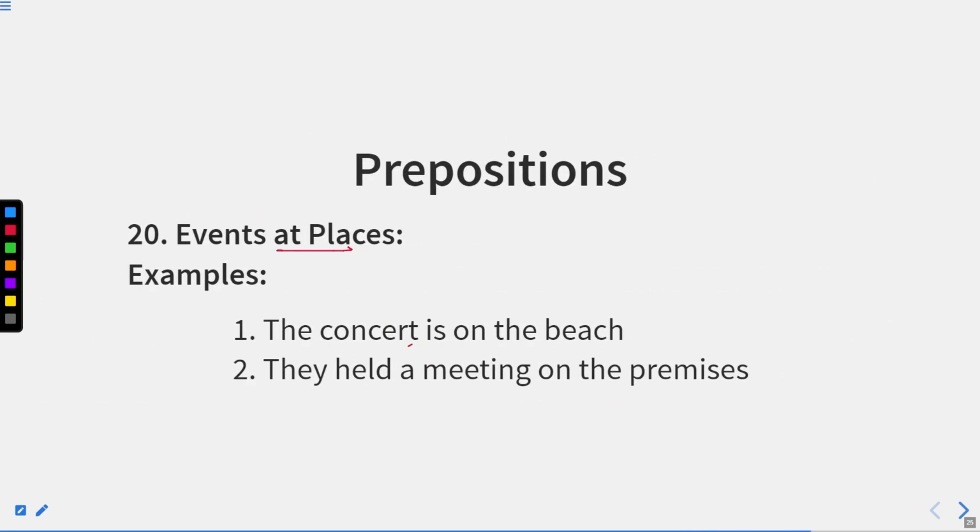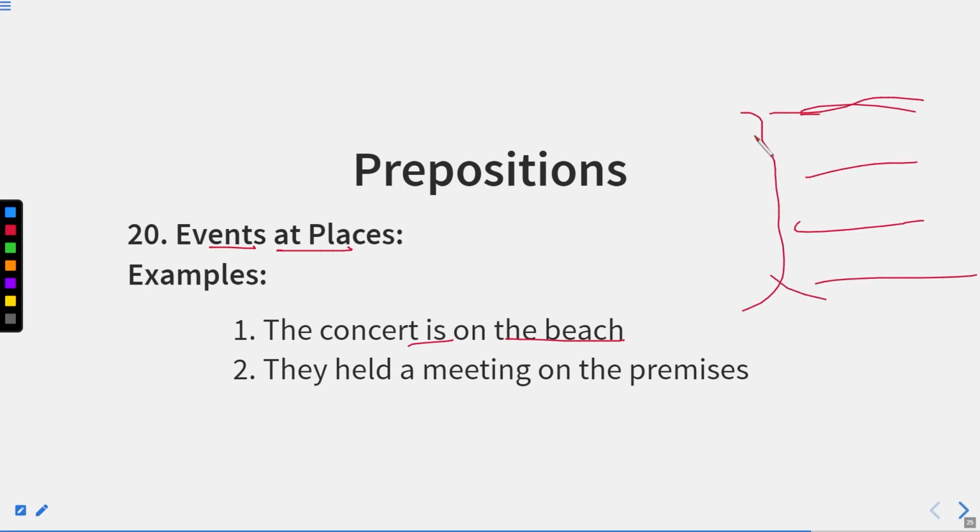Events at places: the concert is on the beach. So if some event takes place at a particular place, we can use the preposition on. For example, the concert is on the beach. Now it does not mean that it is on the waves of that particular sea. No, beach means a particular area which is just near that sea. So that is on the beach. It means the place of that event. So there we can use that. They had a meeting on the premises. So on the premises, it means wherever the premises is, we can use the preposition on.